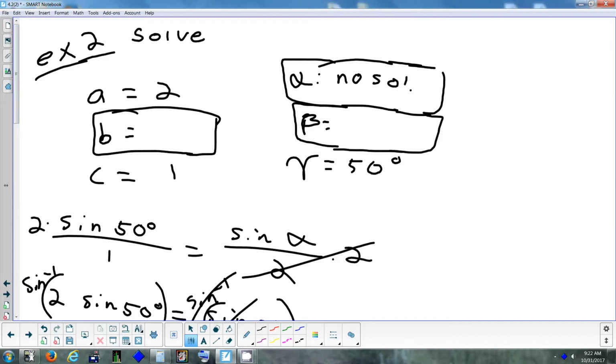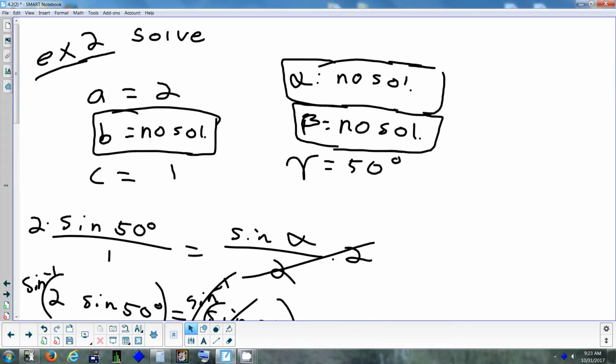Well, if there's no solution for alpha, what else does that mean? You can't find a solution for beta because you would normally add alpha and gamma together now and subtract from 180, but you can't. And if you can't find beta, what else can't you find? B. You can't find the side that's across from it. So this is a problem that's impossible. Okay? You could not make a triangle. If I gave you like a piece of wood 2 feet long, another piece 1 foot long, and I said I have to make the angle across from the side that's 1 foot long 50 degrees, you can't do it.